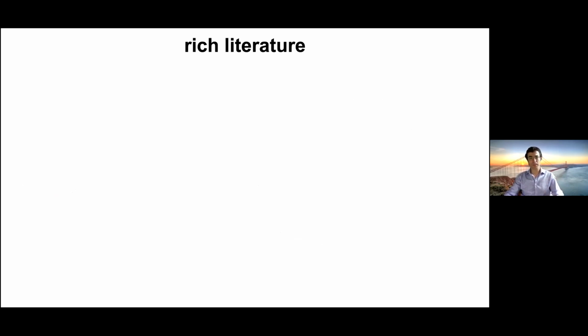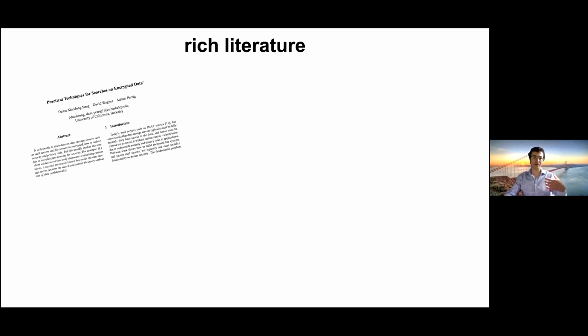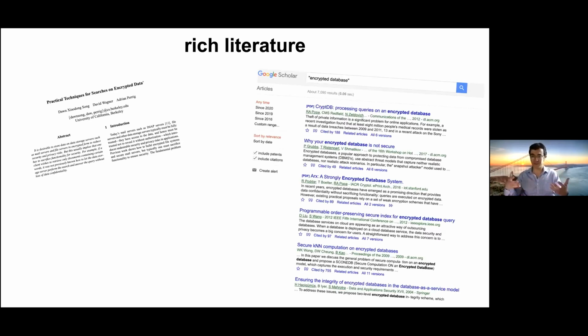Okay, so there has been a rich literature on encrypted databases, right? So it started with the work of Dawn Song, David Wagner and Adrian Perrig in 2000. So they proposed this notion of searchable encryption, which is the most fundamental version of an encrypted database where you want to support just search queries. So give me the set of records that match a specific keyword, okay? And if you just do a Google Scholar search on encrypted databases, you get around 7,000 results. So it's a very active research area, okay?